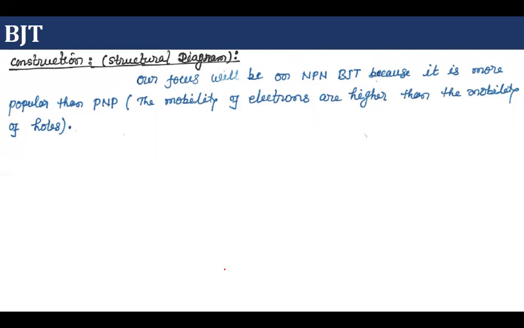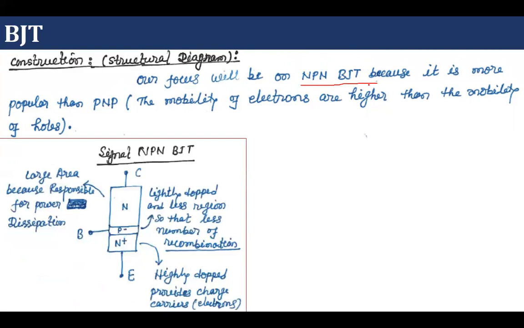Now, we'll focus on the NPN bipolar junction transistor. We'll not go through the PNP bipolar junction transistor. So this is the construction of a signal NPN bipolar junction transistor, or normal NPN bipolar junction transistor.